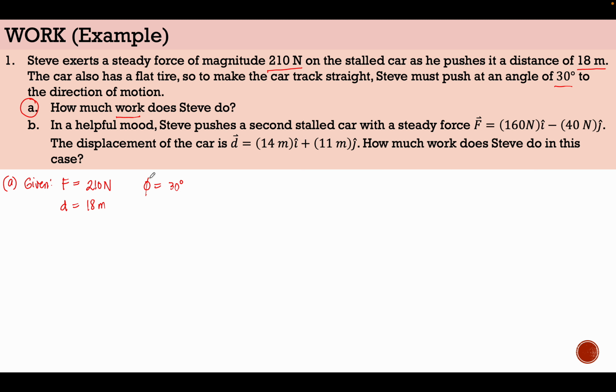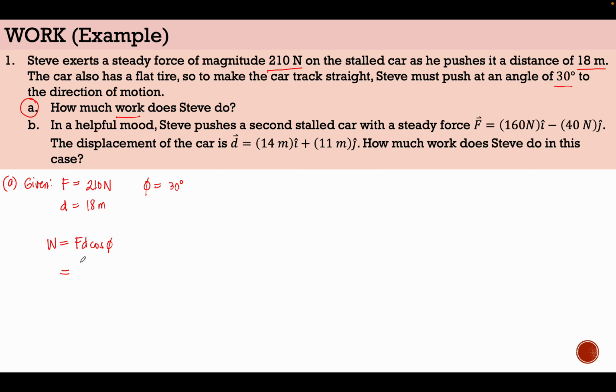Here we have two equations for work. We have the work in a straight line displacement. We also have the equation for work of the force at a specific angle with regards to the displacement. Since we are dealing with the angle here, we will be using the equation work is equal to force times the displacement times the cosine of the angle phi. We now have the value for force, the distance, and the angle, so we can now solve for the work done.